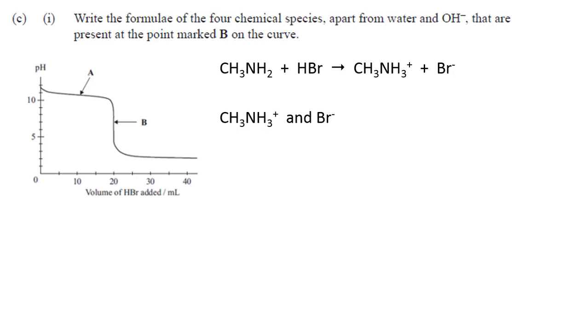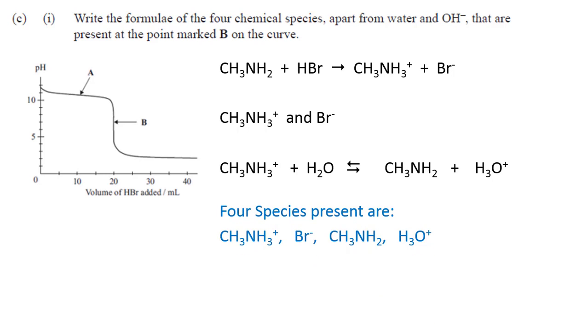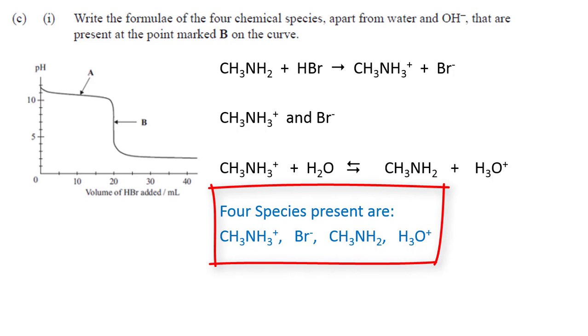So one of these two ions must be going on to react with the water in the solution, and CH3NH3+, that's the conjugate acid of the methylamine, so that's going to be what it is. So if we write an equation for that, we can see that it then forms a small amount of methylamine again and some H3O+ ions. So there are 2 missing species, one's a molecule, one's an ion. So in terms of answering the question, the 4 species that are present are CH3NH3+, Br-, CH3NH2 and H3O+.